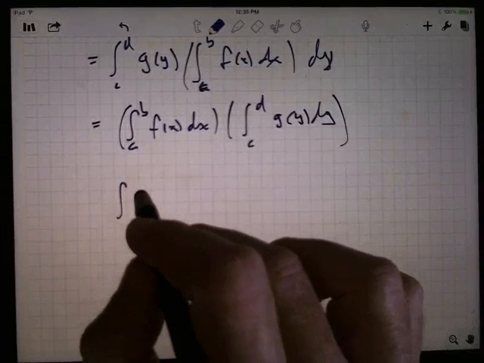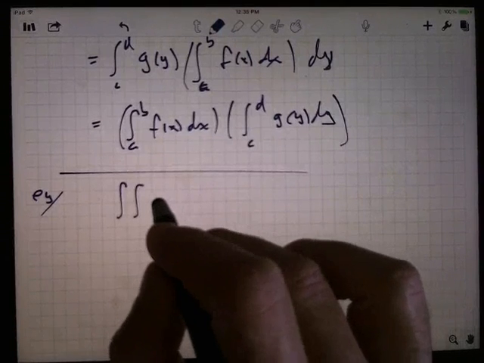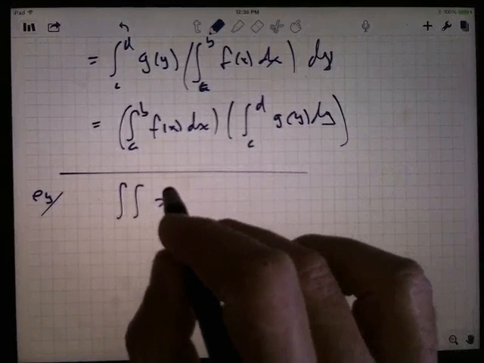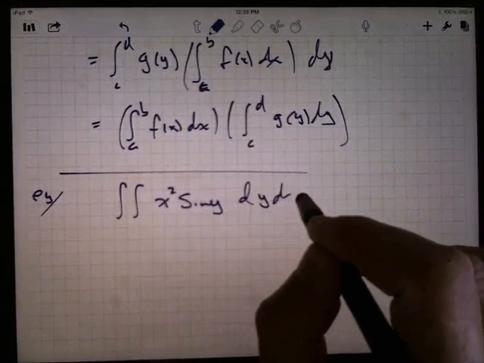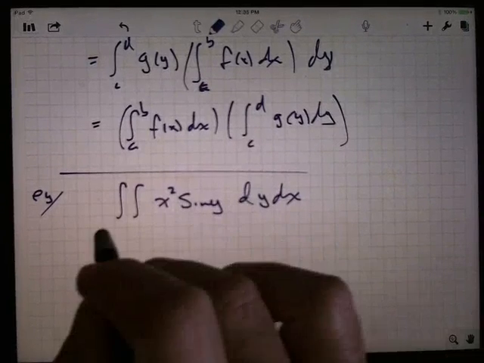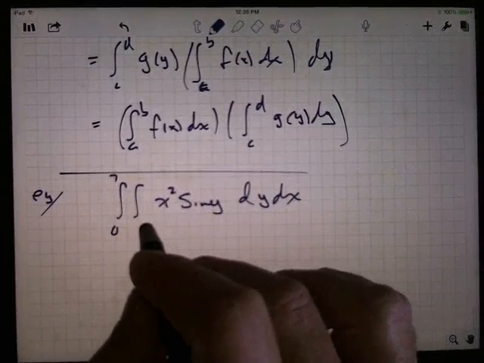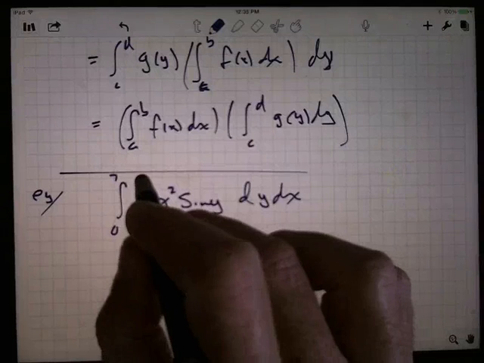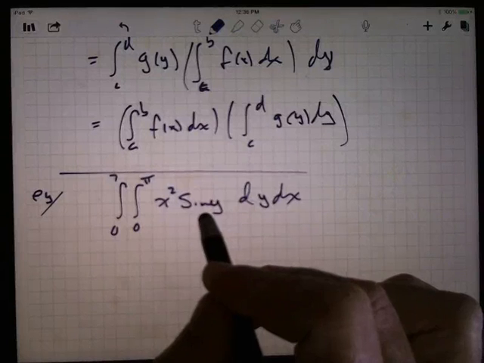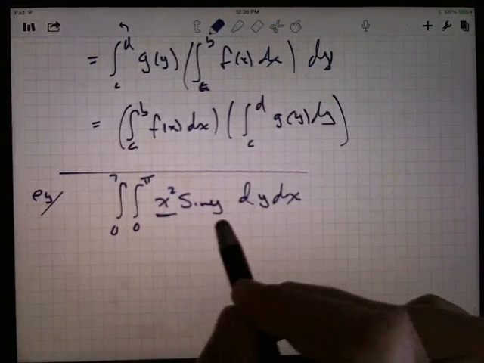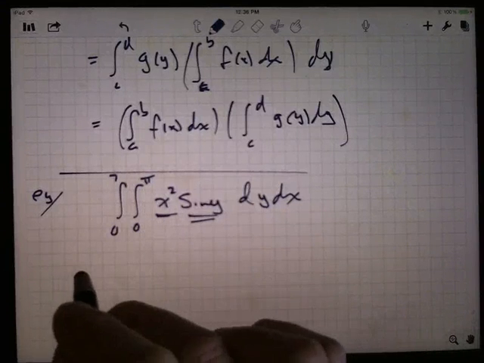So for instance, here's an integral. Let me do an example here. For example, how about the integral of x squared sine y dy dx, integrated from, let's see, x is on the outside, from 0 to 7, and we'll integrate y from 0 to pi or something like that, okay? x squared times sine y, that's a product of two functions, just of x and just of y. Okay? This is a rectangular region, and so I can split this up.